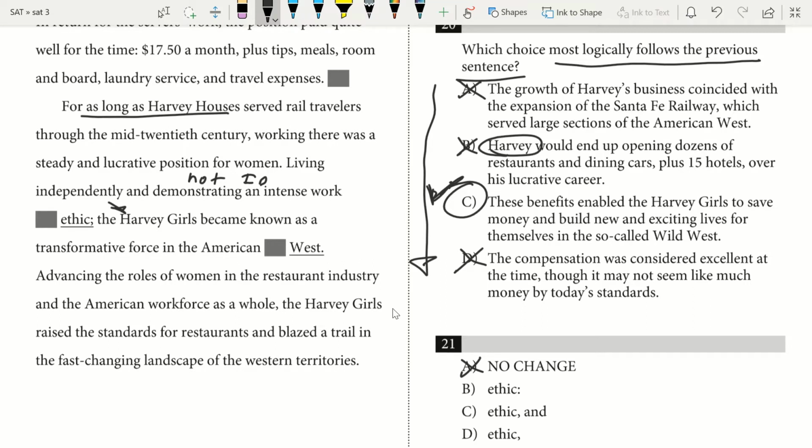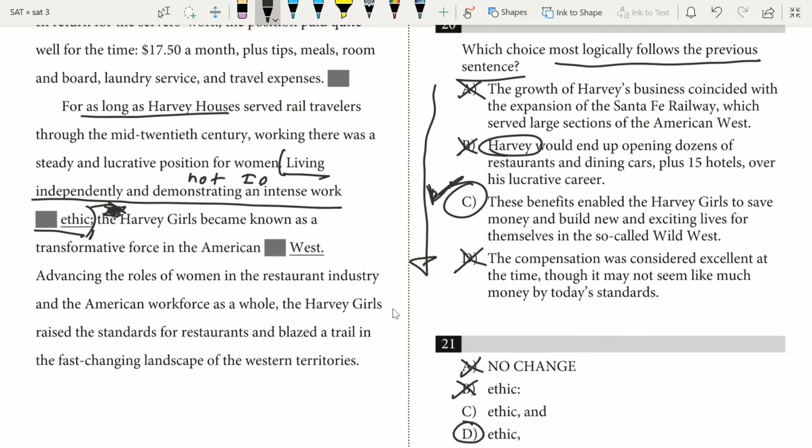So if we look at our answers, we need something that allows our modifier, living independently and demonstrating an intense work ethic, comma, the Harvey girls, right? So D would be our answer choice that allows our modifier, living independently and demonstrating an intense work ethic, comma, the Harvey girls. It allows this whole section to go ahead and modify and describe the Harvey girls, right? So our answer there is going to be D.